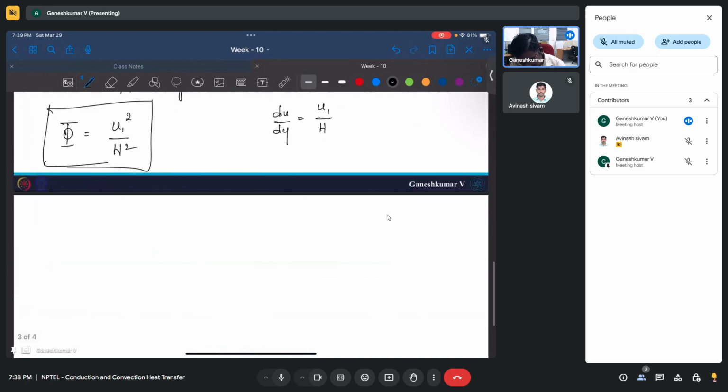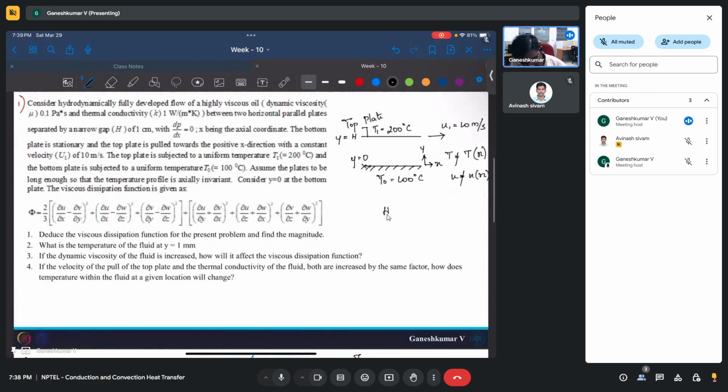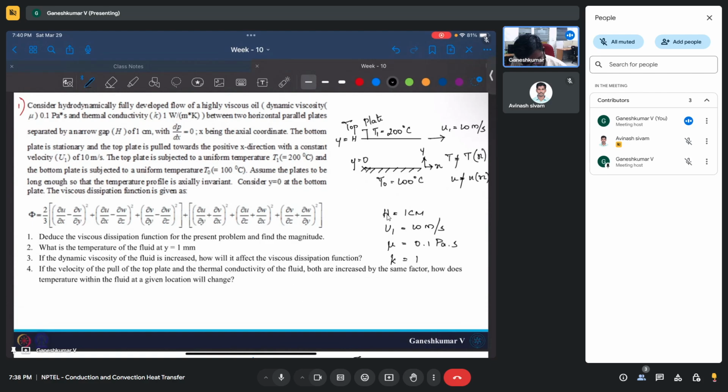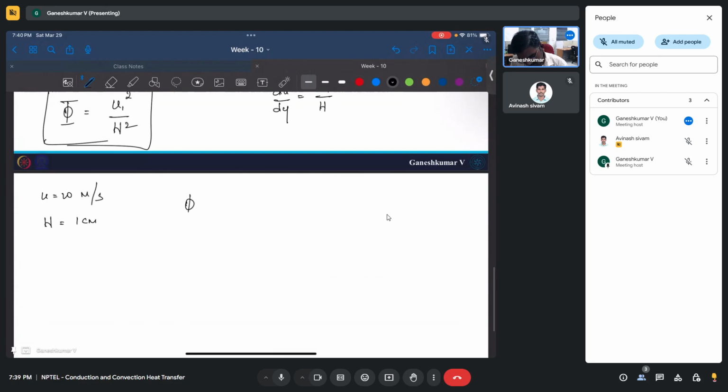Now u1 is given as 10 meters per second, and h is given as 1 centimeter, right? Isn't that the case? So h is 1 centimeter and u1 is 10 meters per second. In addition, there is also mu, 0.1 Pascal second, and thermal conductivity in watt per meter Kelvin. Okay. You just simply need to substitute this to get the viscous dissipation function.